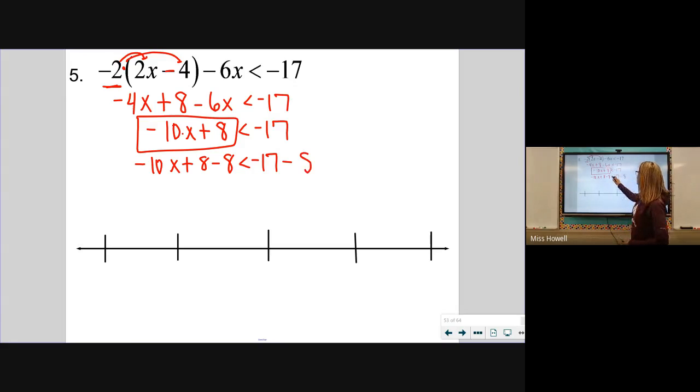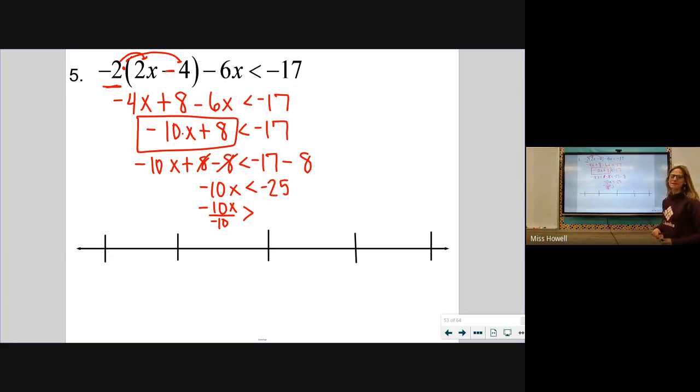Adding and subtracting will never flip anything, so that's going to stay right now as a less than symbol. All right, negative 17 minus 8 would just give us a negative 25. Our next step is a multiply/divide step that might cause a flip, so make sure you check for that. We need to divide both sides here by negative 10. Since this 10 is negative, this has to flip-flop on that step.